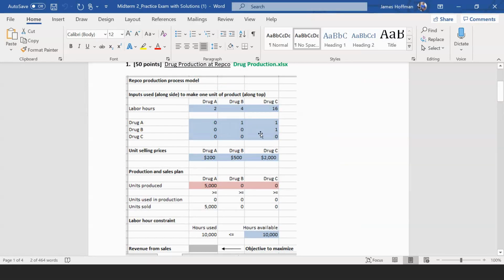Okay, if you look up at the chart or the inputs, you can see that drug B takes one drug A to make. And we know that one drug A takes 2 hours, and then you can see it takes 4 additional hours to make it into drug B. So the total hours for drug B are the 2 hours for drug A plus 4 more hours. So 2 plus 4 is 6 hours to make each drug B.